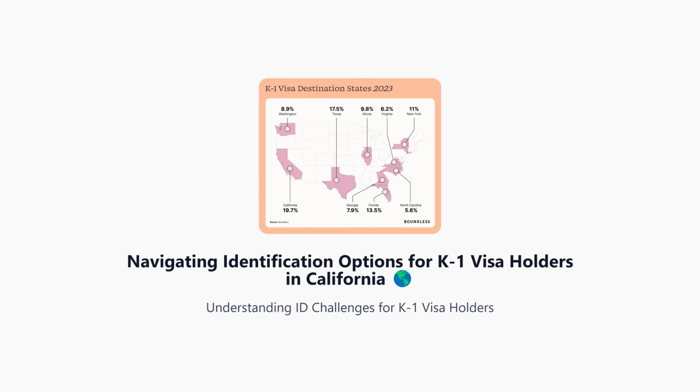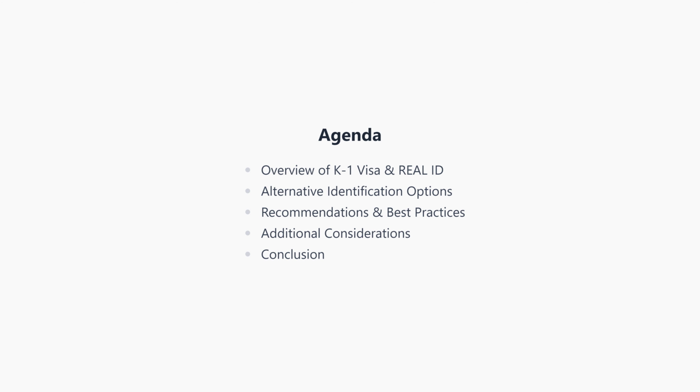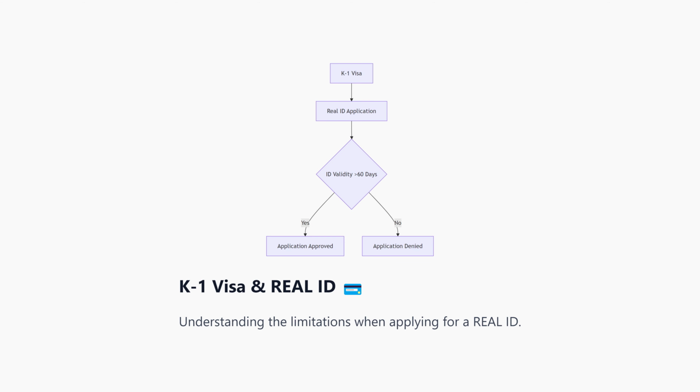Welcome to the video. Today, we are diving into an essential topic for K-1 visa holders in California, exploring identification options and the challenges you might face during this process. In this video, we will cover an overview of K-1 visas and their interaction with Real ID, explore alternative identification options, give recommendations and best practices, discuss additional considerations, and conclude with key takeaways.